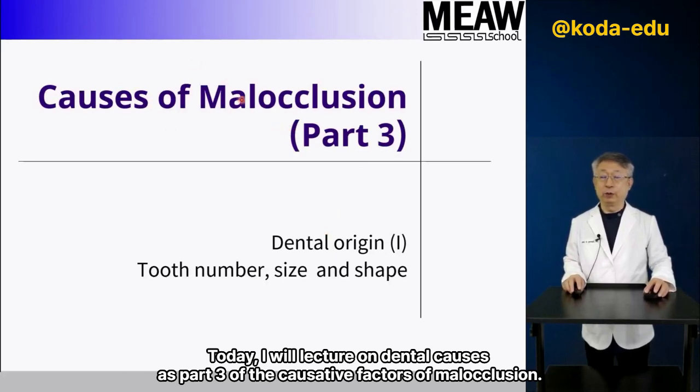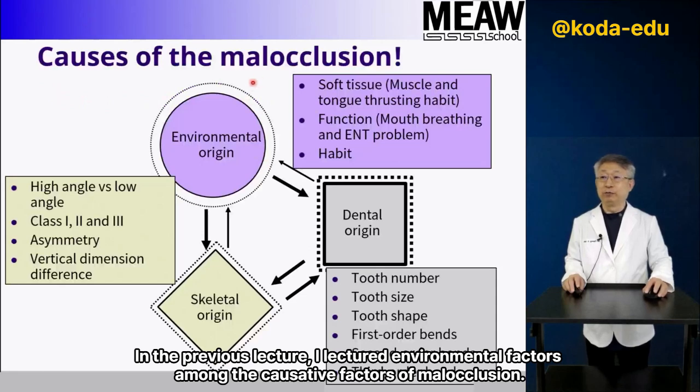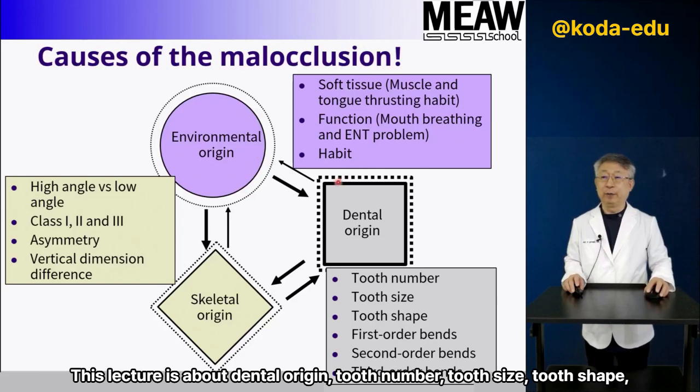Today, I will lecture on dental causes as part 3 of the causative factors of malocclusion. Items to be evaluated for dental origin are tooth number, tooth size, and tooth shape. In the previous lecture, I lectured on environmental factors among the causative factors of malocclusion. This lecture is about dental origin: tooth number, tooth size, and tooth shape.